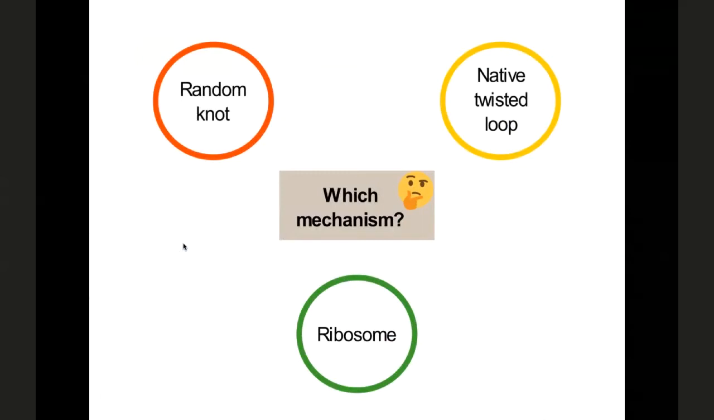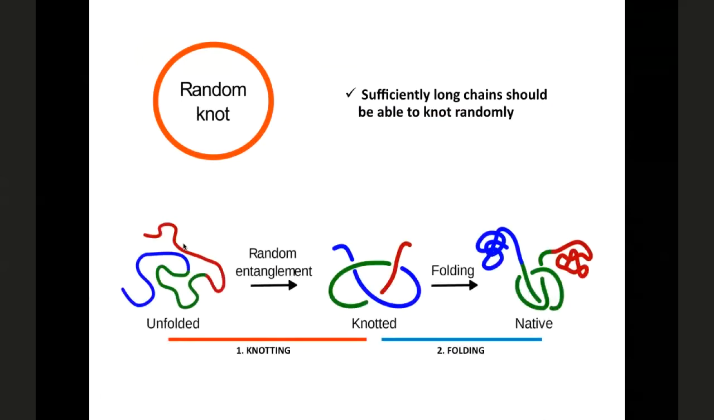So which of these mechanisms is possible, at least from the theoretical point of view? We tested this random knotting mechanism, and we expect that if we have a sufficiently long chain, we should be able to randomly knot this protein.